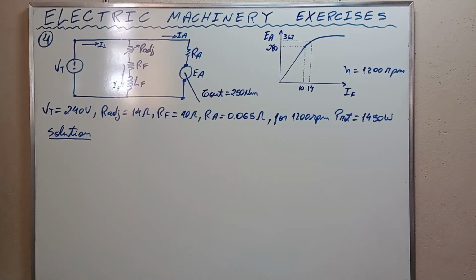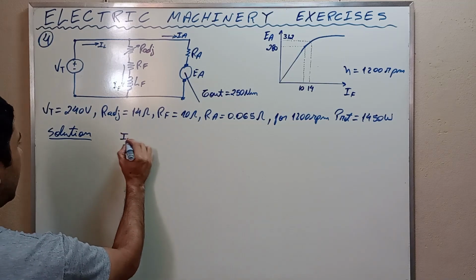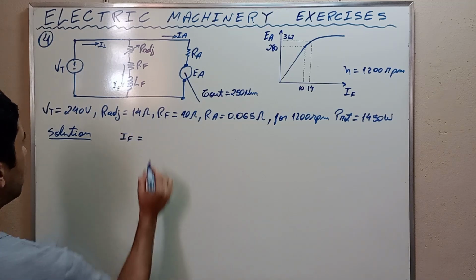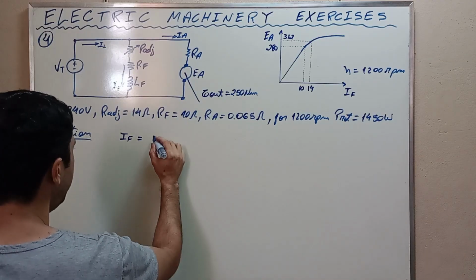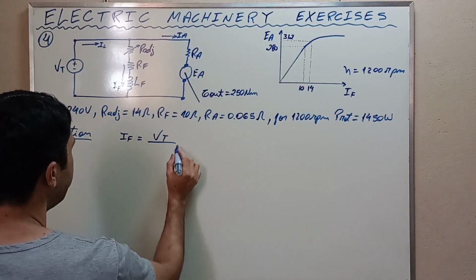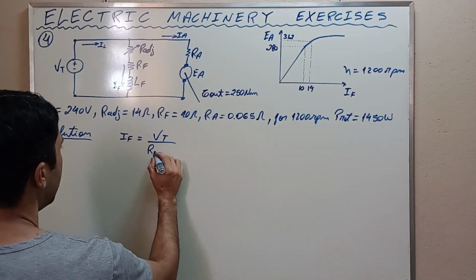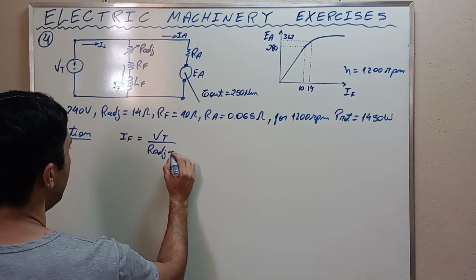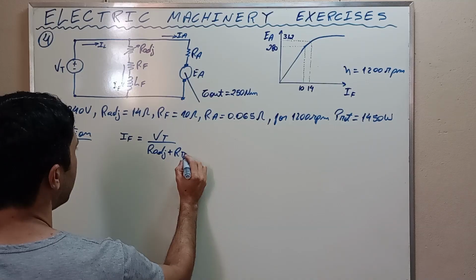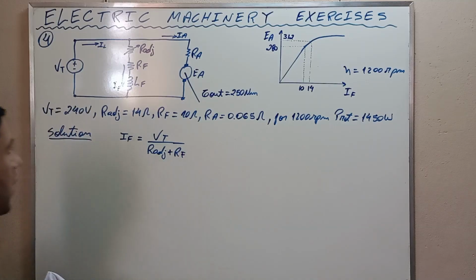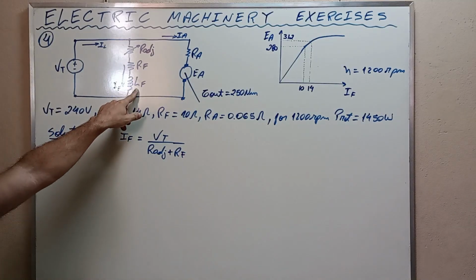From the circuit we can find that the field current IF is equal to VT divided by R adjustable plus RF. Okay, why did I not count with the inductance?